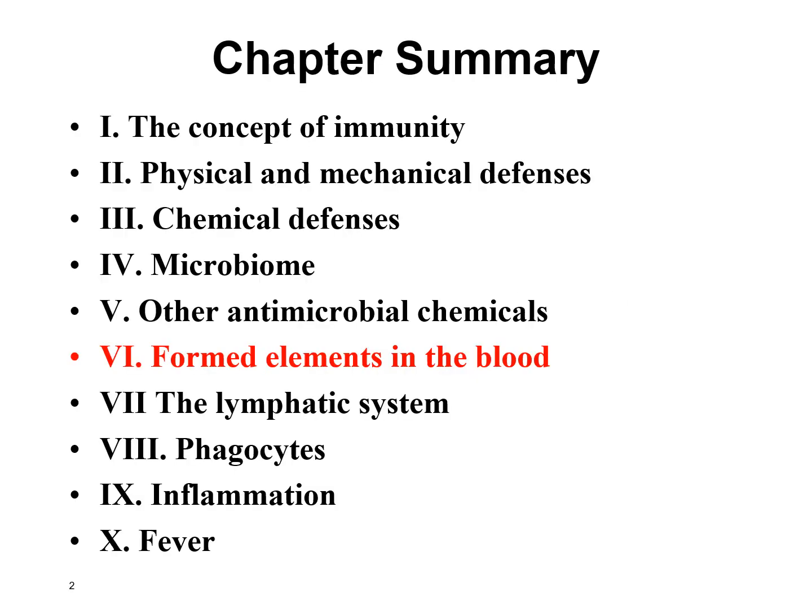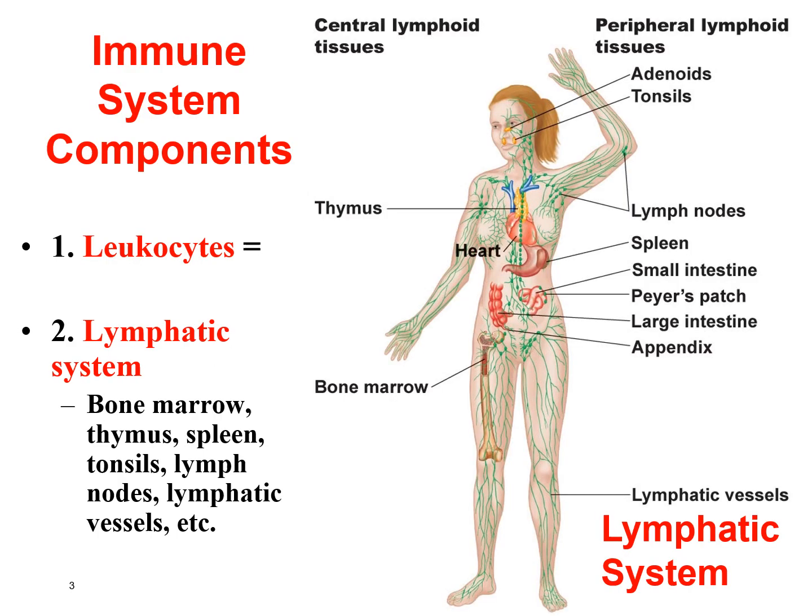We're going to take a look at the white blood cells that make up part of the immune system. So the immune system is made up of two things: the leukocytes, which are the white blood cells, and also the lymphatic system. The lymphatic system is pictured over here on the right. There's a lot of parts to it. It includes things like the bone marrow, thymus, spleen, tonsils, lymph nodes, and lymphatic vessels, and so we'll look at that in another lecture.